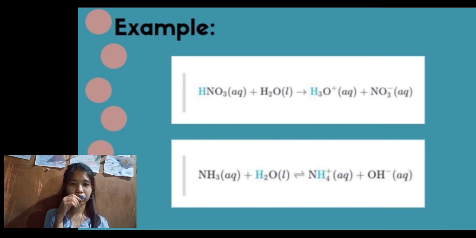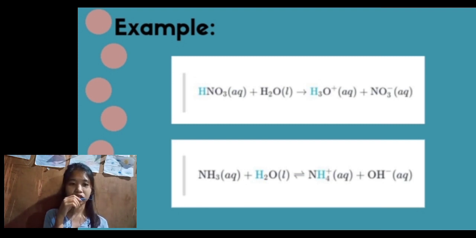In the reaction between nitric acid and water, nitric acid or HNO3 donates a proton, shown in blue, to water, thereby acting as a Brønsted-Lowry acid. Since water accepts the proton from nitric acid to form H3O+, water acts as a Brønsted-Lowry base. This reaction highly favors the formation of products, so the reaction arrow is drawn only to the right.